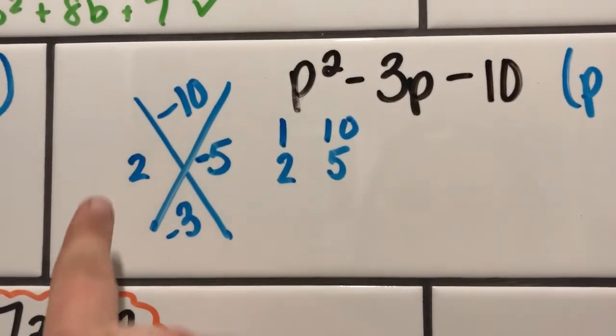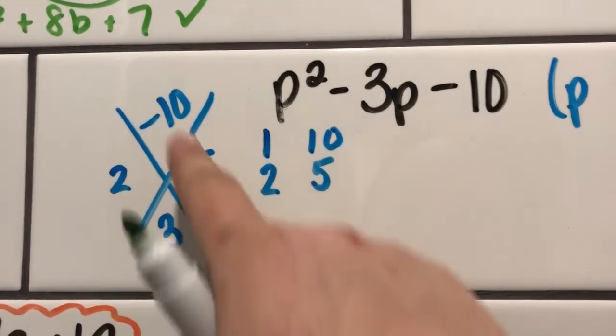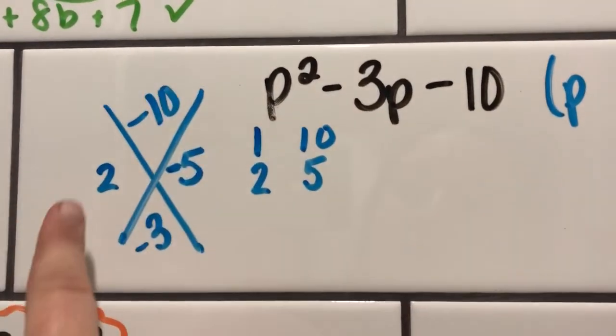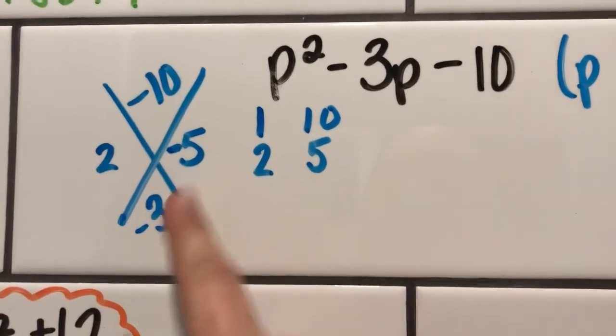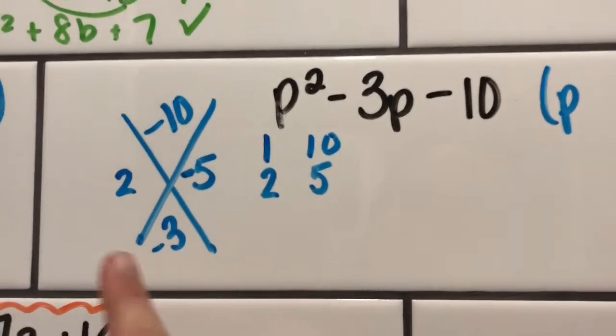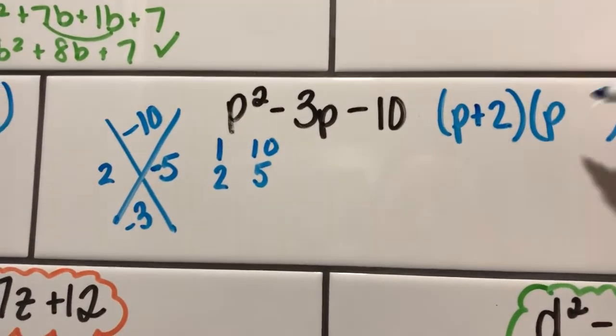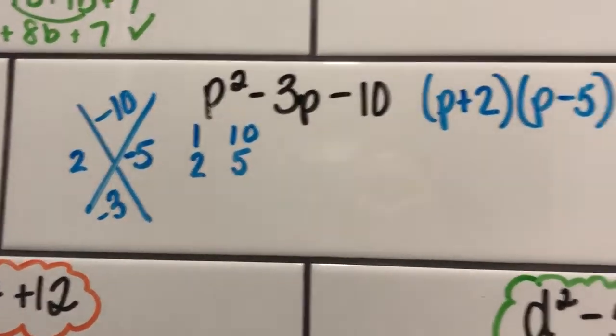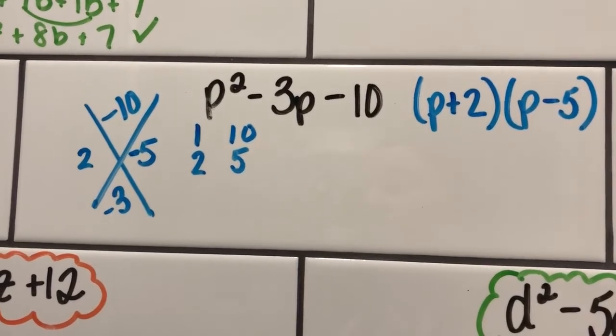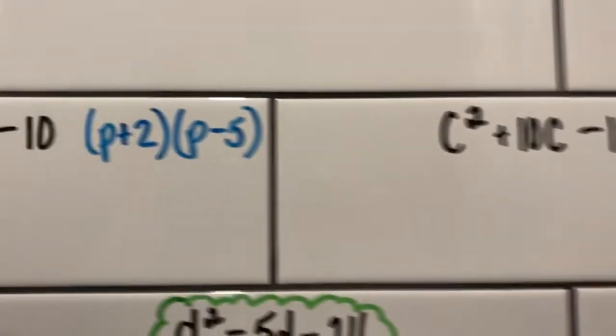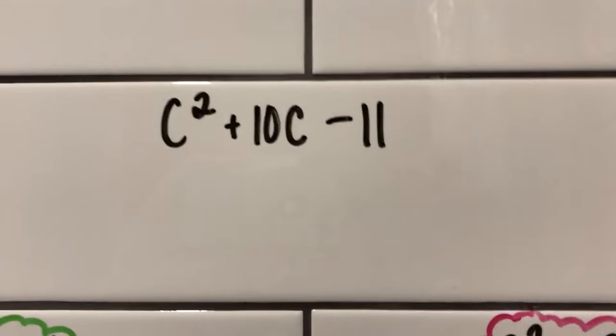So then just to double check, 2 times negative 5 does equal negative 10. 2 plus negative 5 does equal negative 3. So my answer here is going to be p plus 2 and p minus 5. And you're done. I have one more to do together, and then you guys can try some on your own.